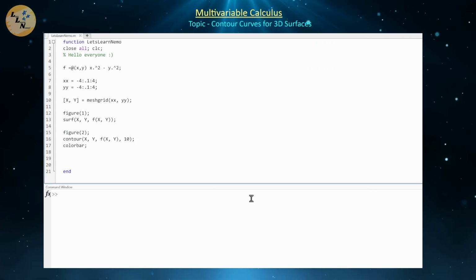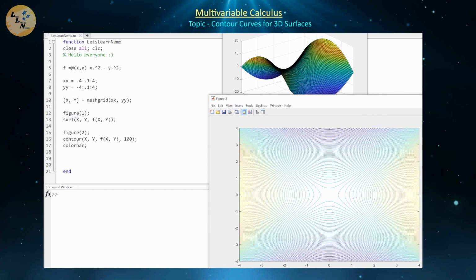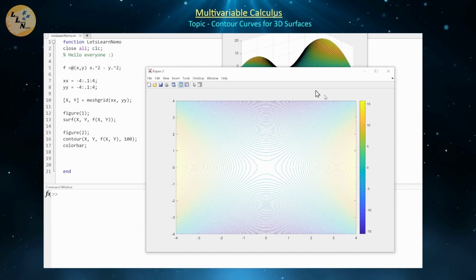So for example, if I set this to 100, then you're going to be looking at 100 different planes cutting through the surface that we're analyzing here. And it's a little bit easier to see that that is indeed going to be a saddle point just by the trajectories of each of these level curves, which is actually pretty interesting.